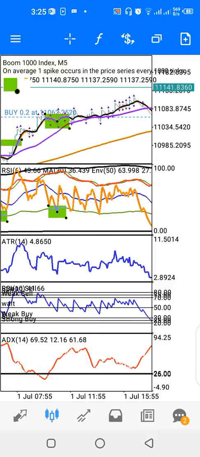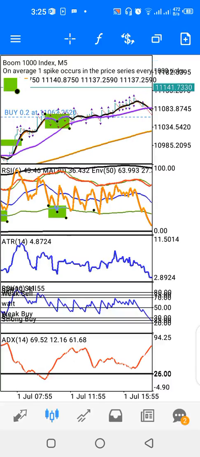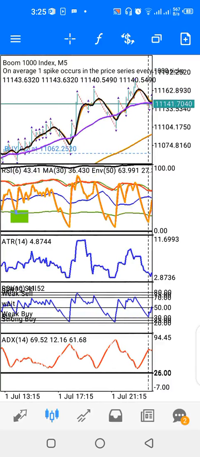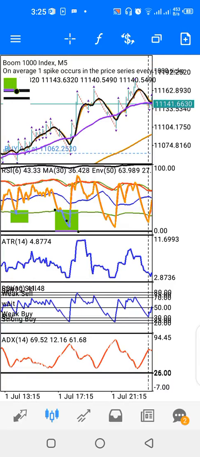When you see a drop to test or drop below the lower band, then it starts to go up, that's your buy area. When you even see a deeper drop and the price starts to spike up after the drop, that's another buy area. So that is for boom index.